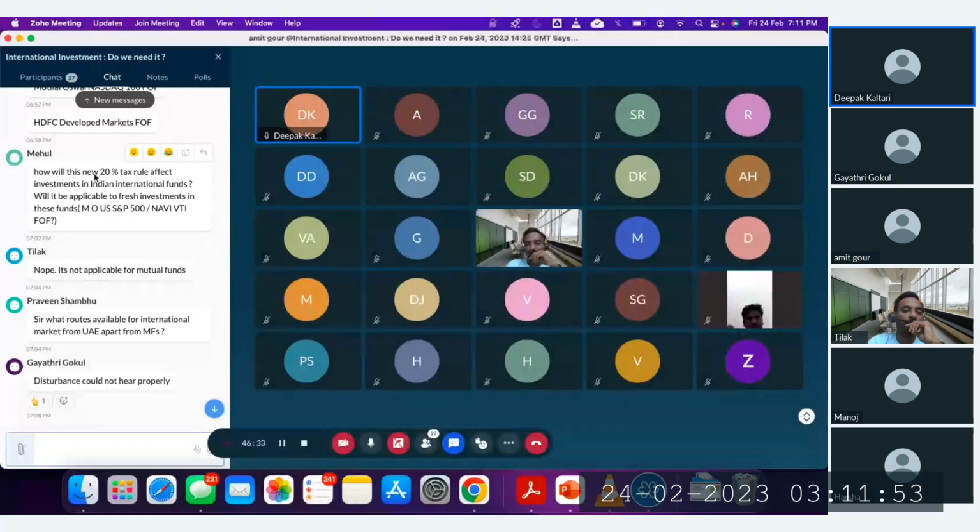Will this 20% tax rule affect investments in Indian international funds? Will it be applicable to fresh investments in, like, S&P 500, Navi, VTI? No, it will not affect any mutual fund investor. TCS is not going to affect any mutual fund investor.